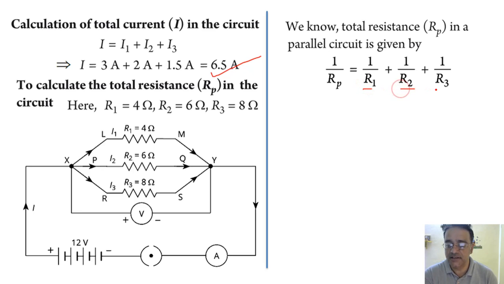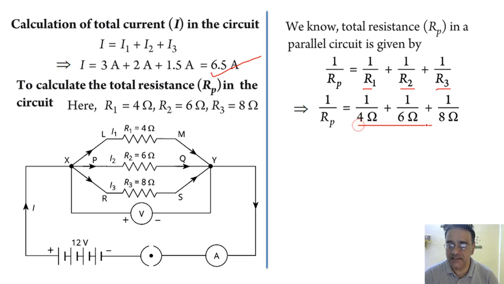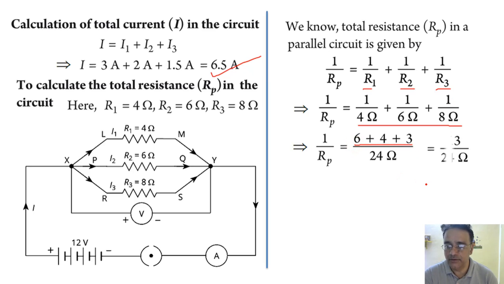4, 6, 8. Now take the LCM. If you take the LCM, what will you get here? 24. The LCM of 4, 6, 8 is 24, so here 6 will come, here 4 will come, and here 3 will come. So we'll get 13 by 24. So Rp is equal to 24 upon 13, which is approximately equal to 1.85 ohm. So this is the final answer.